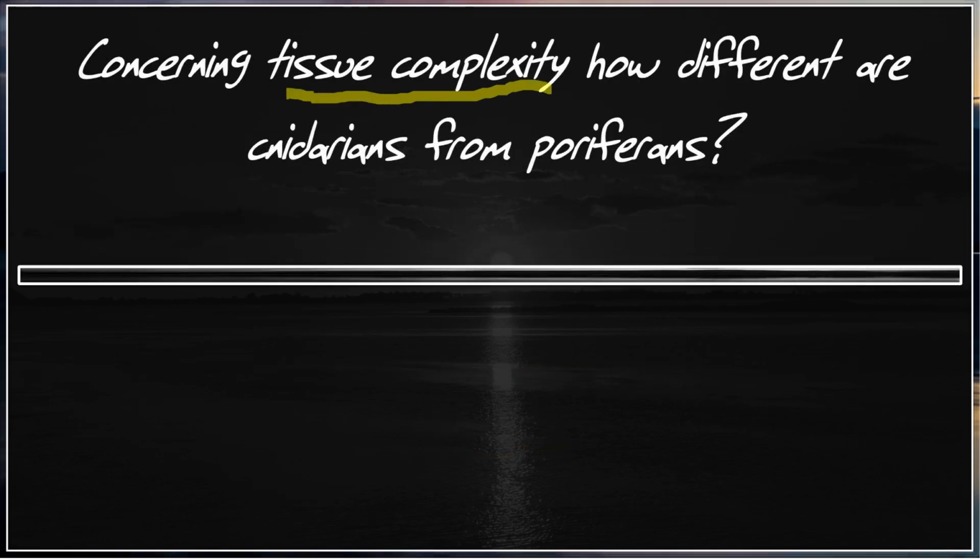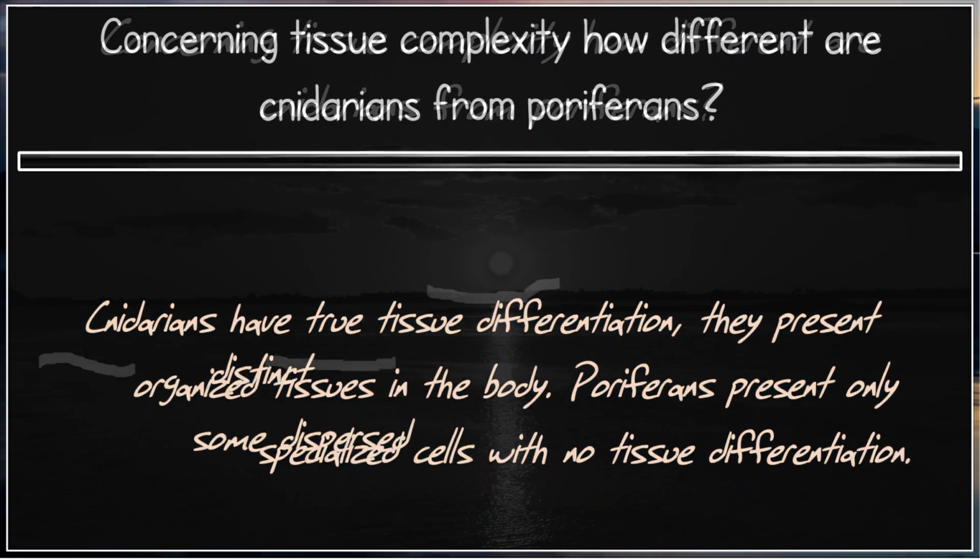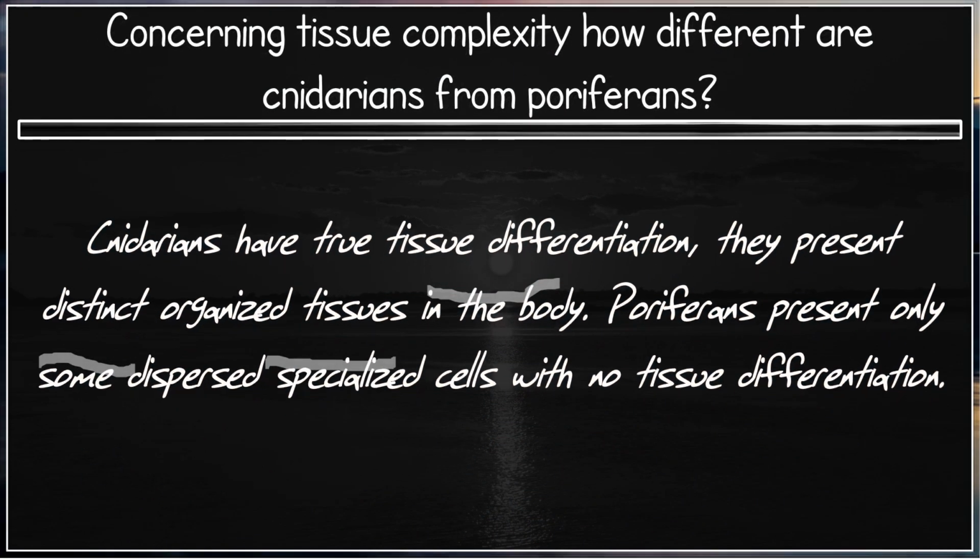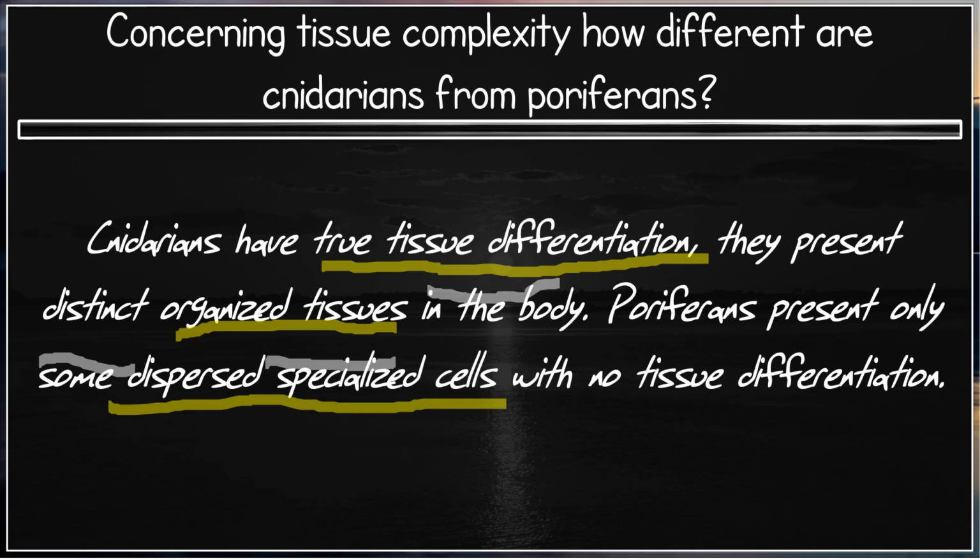Concerning tissue complexity, how different are Cnidarians from Porifera? Cnidarians have true tissue differentiation. They present distinct organized tissues in the body. Poriferans present only some dispersed specialized cells with no tissue differentiation.